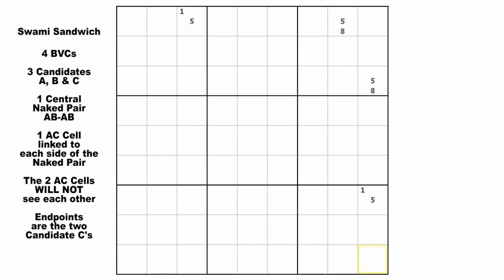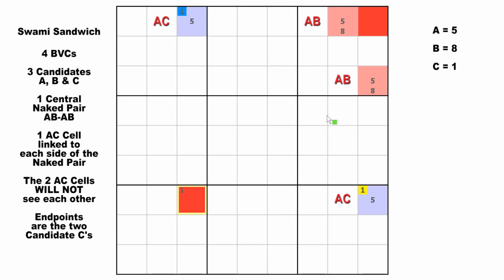All right, this time we've got our naked pair up here in block 3, and there it is, 5 and 8, 5 and 8. The 5 appears in all 4 cells, so that's candidate A, and the 8 is candidate B. So that makes the 1 our candidate C, and there's our AC and AC cells, and they can each see one of the AB cells. So the 2 candidate 1s are the candidate C's, and they are the endpoints of our chain, here and here. So there are 2 cells that can see those 2 1s, and they are here, and if there were a candidate 1 in either one of those cells, they would be false.